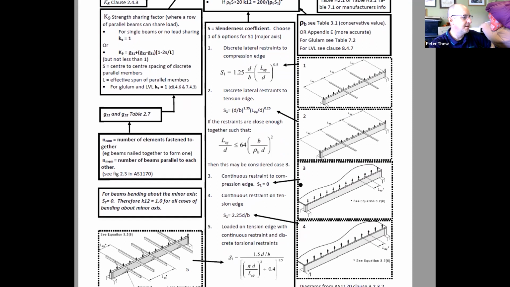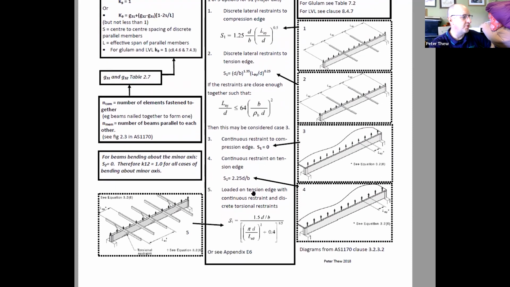And lastly, number 5, you've got loaded on the tension edge with continuous restraint and discrete torsional restraints. So you've got this here and you've got little diagonals down there. That's a slightly more complex equation. Okay. How's that going for you guys?